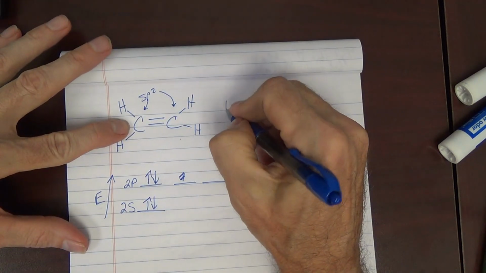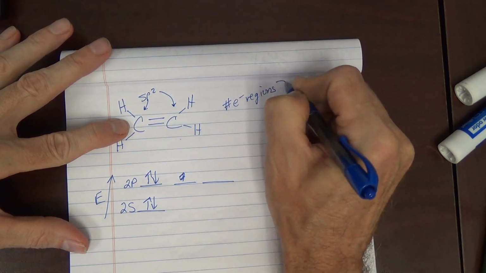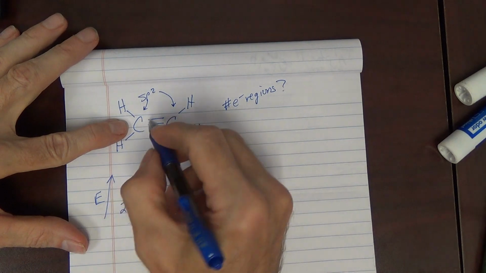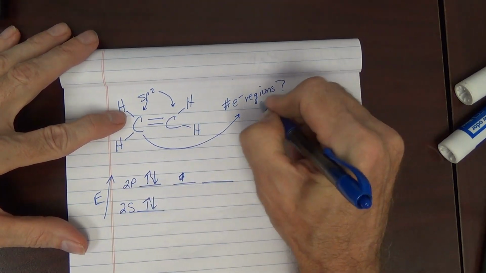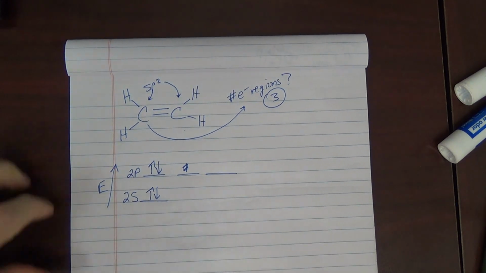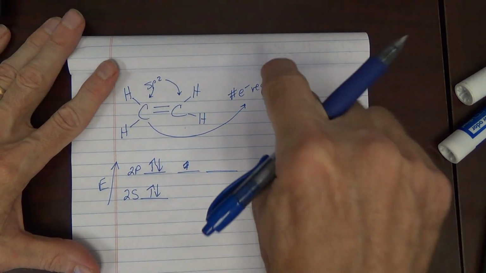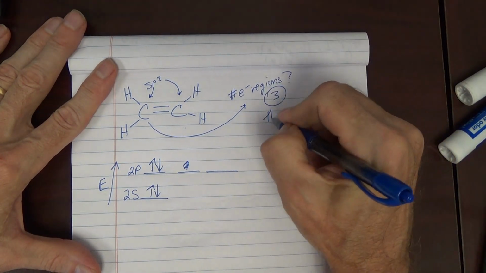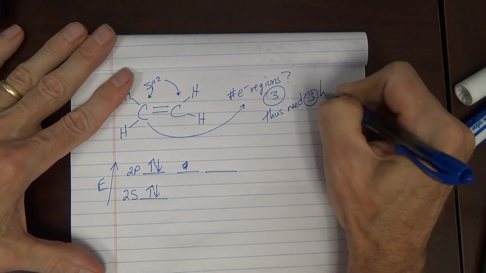How many electron regions around this carbon? And that's 3. Single bond, double bond region. 3 regions, thus we need how many hybrids? 3 hybrids.